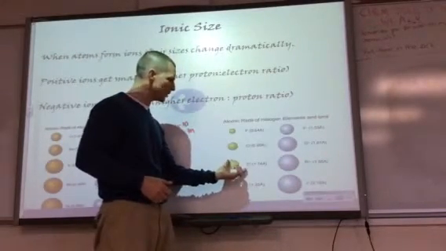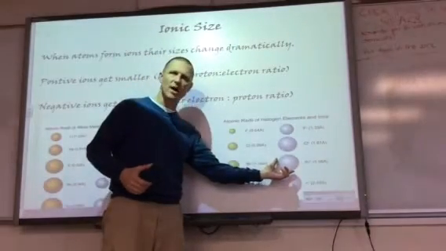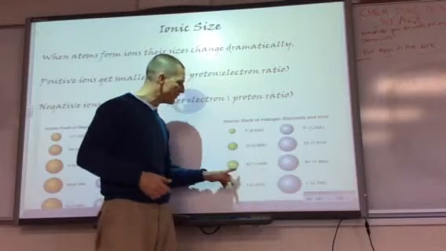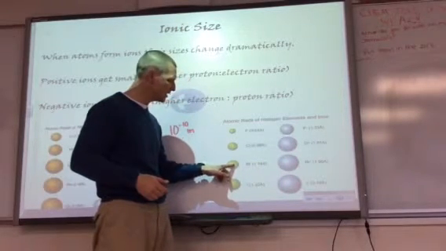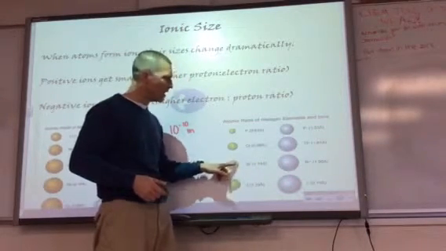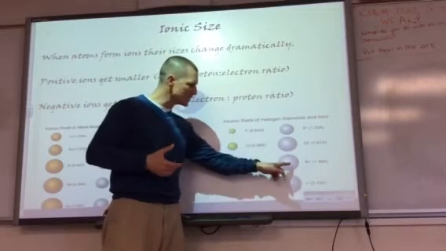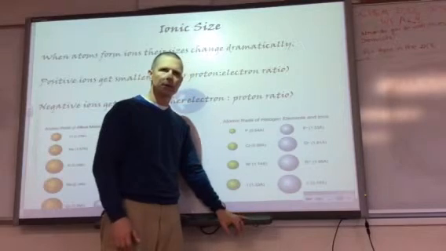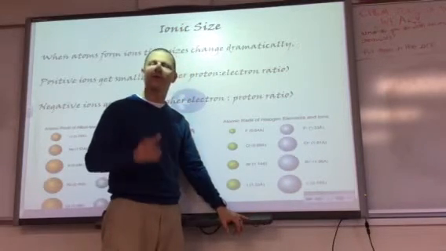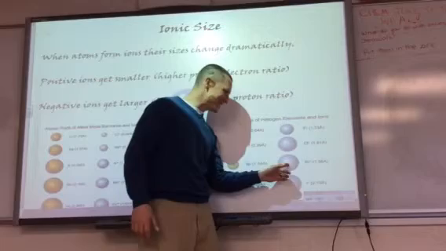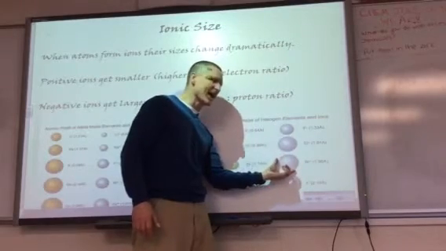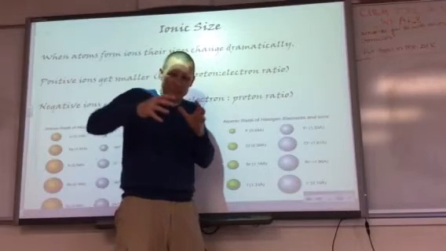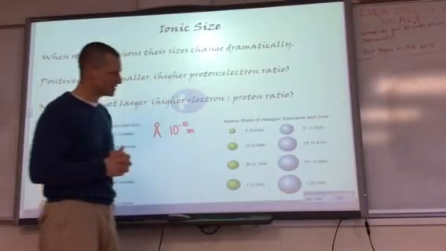Look at bromine, for instance. It goes from 1.14, almost doubles its radius when it gains just one electron. It's got 35 protons in the nucleus, holding on to 35 electrons. But when it gains the one electron, now it's got 35 protons in the nucleus. Those 35 protons are trying to hang on to 36 electrons, so it can't as well, and so the radius just gets bigger.